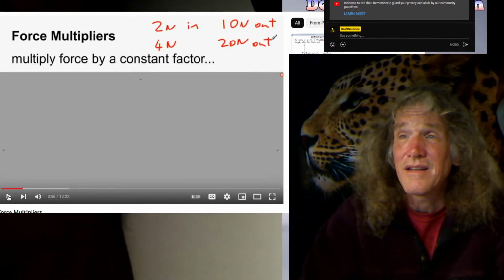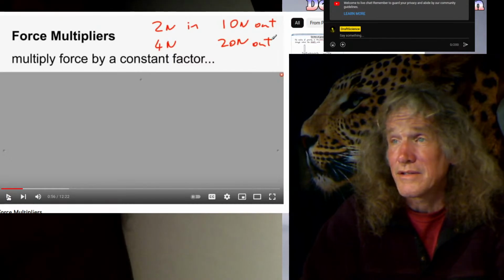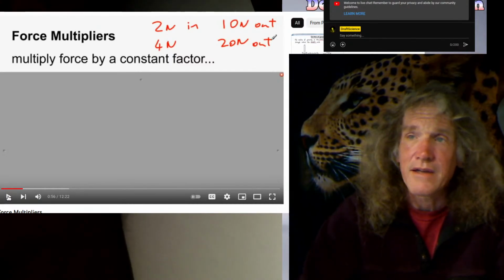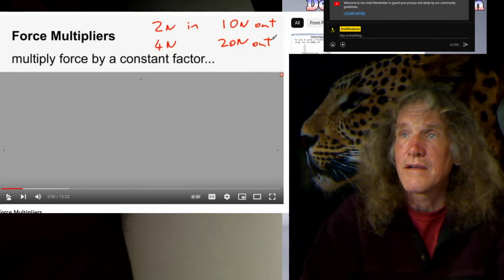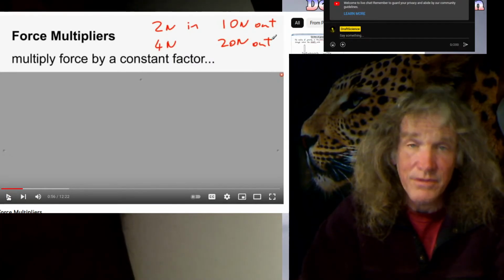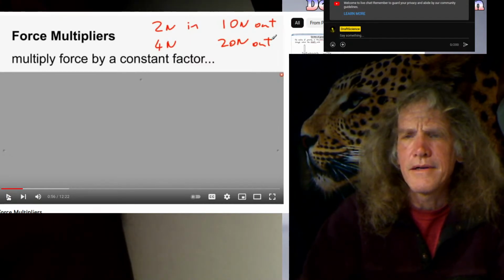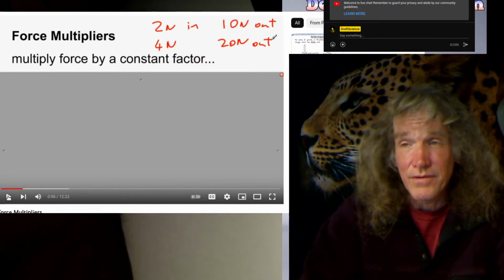So none of this has anything to do with kinetic energy, that's not really what he's talking about. So it's not about the squared factor. It's just that he's calling, again, things like levers and hydraulics multipliers instead of converters.